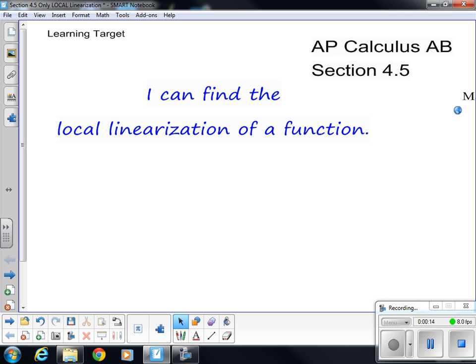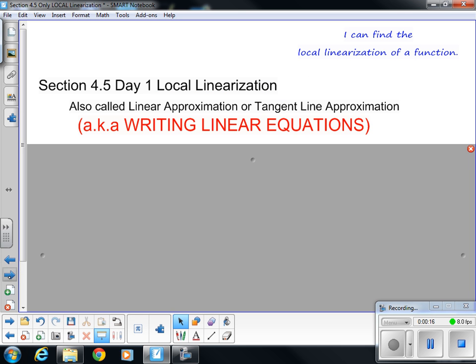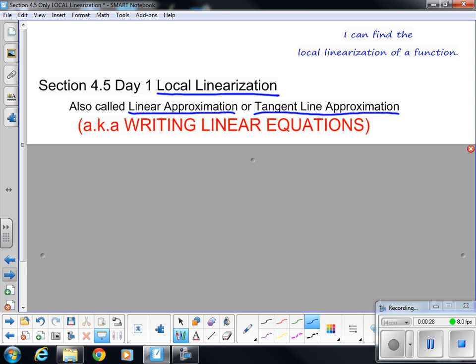And we're going to find the local linearization of a function. This can also be called linear approximation or tangent line approximation. Those are all words you should consider doing problems like this.